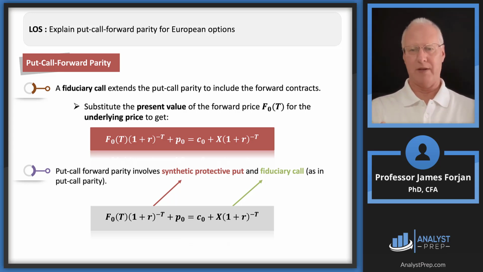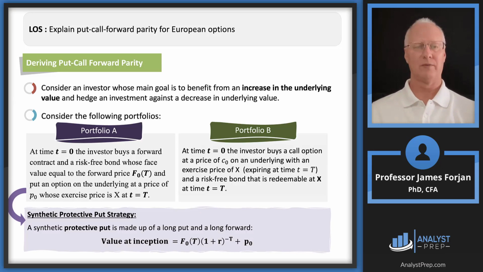So look at what we have in red and green down at the bottom. There's that fiduciary call on the right-hand side of the equal sign. And now we're going to call this the synthetic protective put, because we don't really own the share of stock. We own a derivative on that share of stock or whatever that underlying asset is.